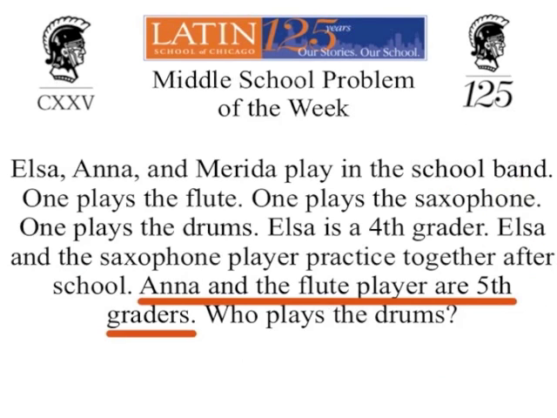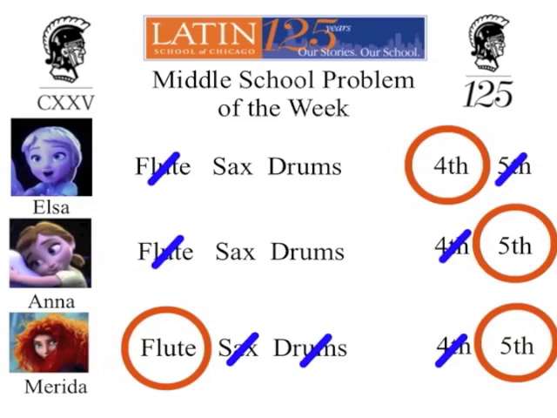Then we go back to that same clue. Anna and the flute player are fifth graders. That implies that Anna is not the flute player. So the other fifth grader has to be the flute player. So Marita is the flute player, and we can cross off flute for both Anna and Elsa.